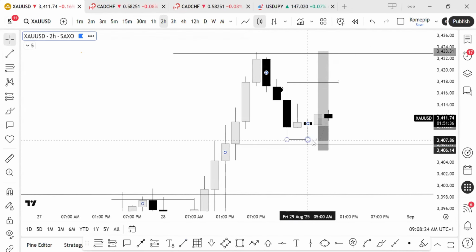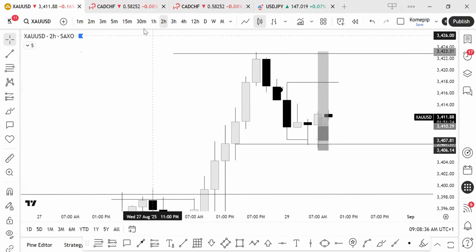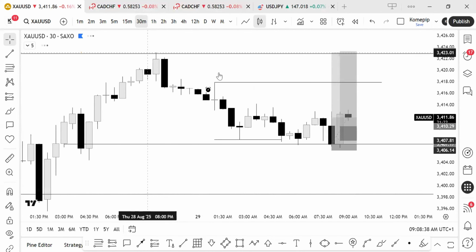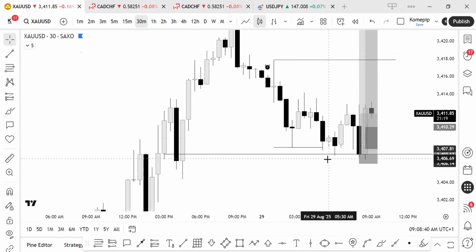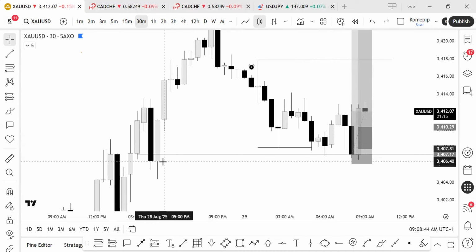This liquidity has been swept, right? That liquidity has been swept. So price tapped us in and began to move. Now, that's not all. If we come to the 30-minute time frame, you notice this was the first tap. So this tap is what we call the double confirmation. All right, this is what we call the double confirmation.